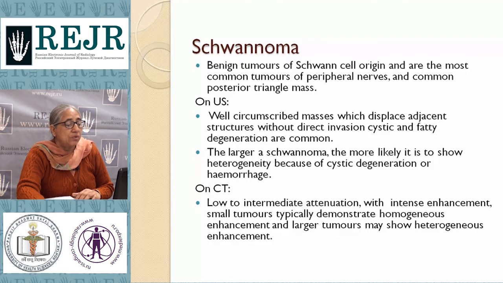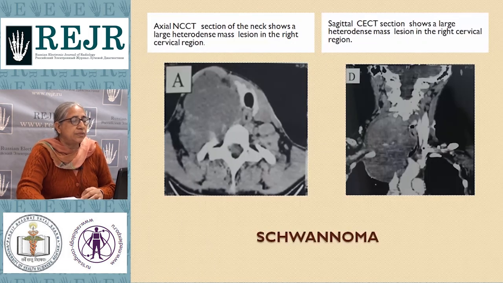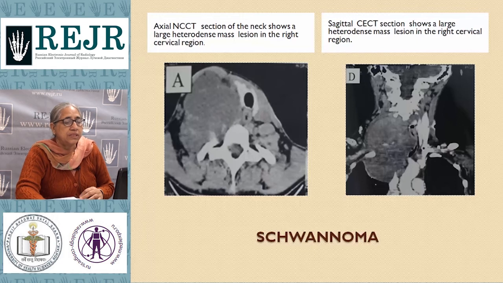On CT, low to intermediate attenuation with intense enhancement may be seen. Small tumors typically demonstrate homogeneous enhancement and large tumors may show heterogeneous enhancement. CT shows a large heterodense mass lesion on the right side of the neck in the cervical region, and a sagittal CECT section shows a large heterodense mass lesion in the right cervical region. We can see the total extent of the mass on the coronal section.